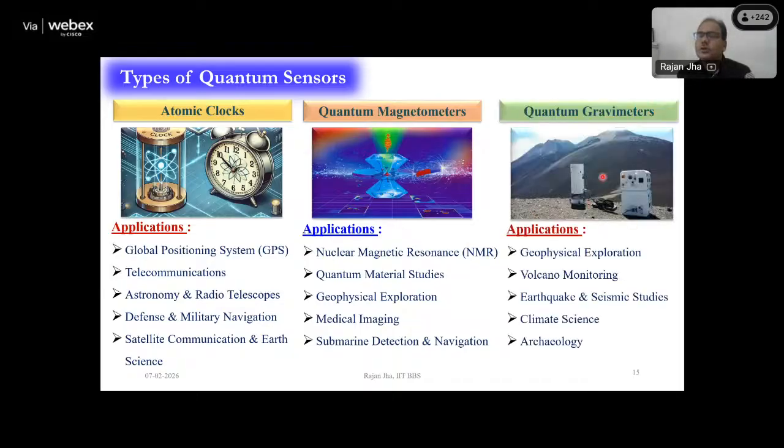This is another very hot area of research. What people are using are called quantum gravimeters. These are utilized for monitoring different types of volcanoes, eruptions, seismic studies, and climate change. So these again are very important. We have some very good groups in India working in this, and we have some speakers who will be talking about this. I hope he will touch upon some of these quantum gravimeters or the concept utilized for this development.